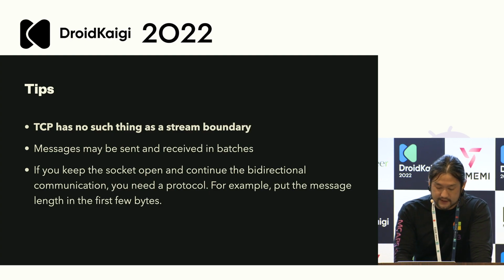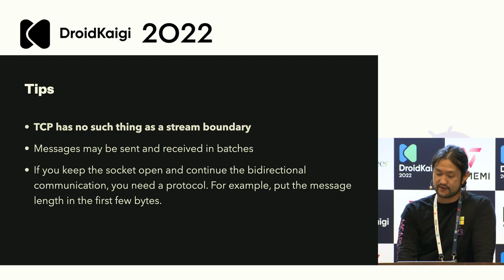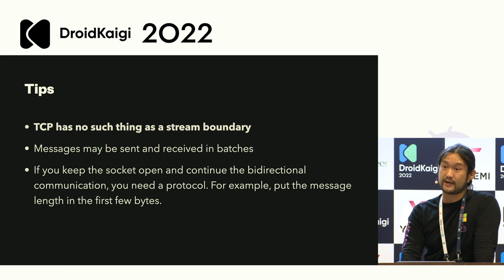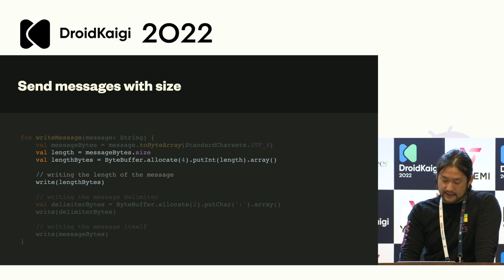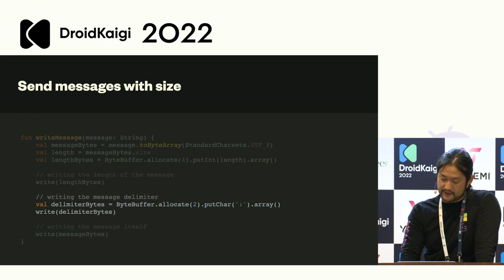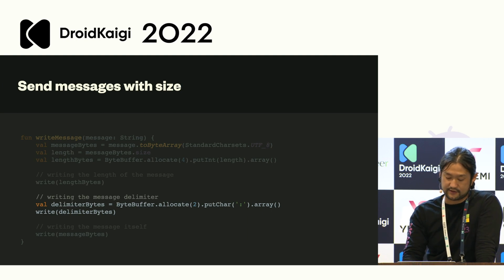Here's a tip. There is no such thing as boundary in TCP streams. Suppose you had written something twice. There is no guarantee that it will reach one by one to the other person. To keep the socket open and communicating, you need to define some protocol. For example, the payload length could be recorded in the first few bytes. This is just an example. Here, the first 4 bytes are content length, and the next 2 bytes are the delimiter. It doesn't mean that such a protocol is recommended. Just an example.